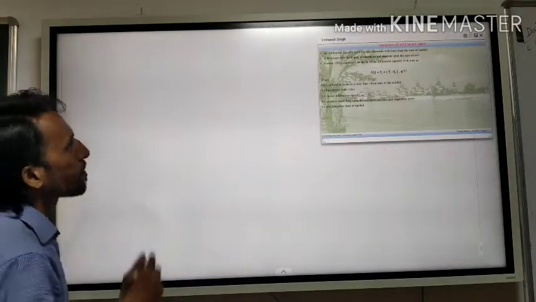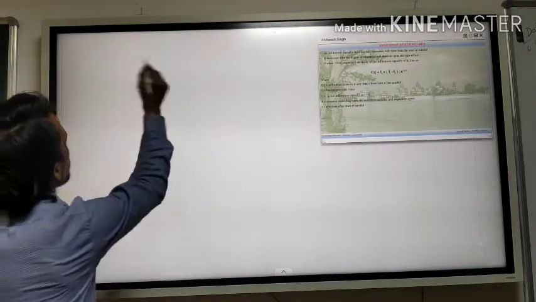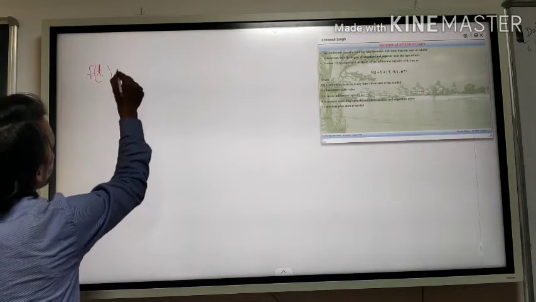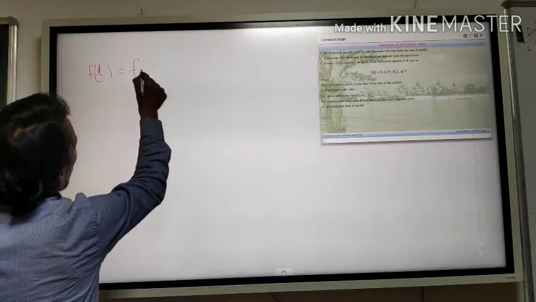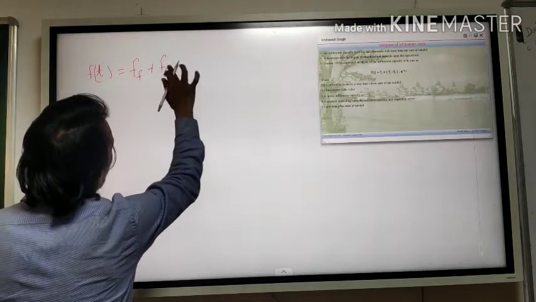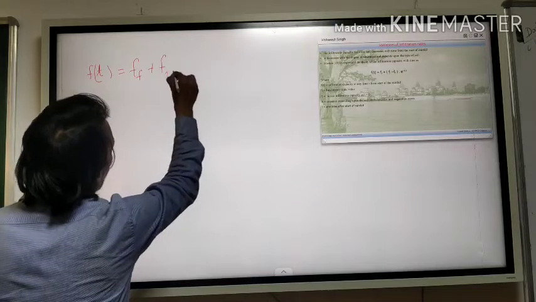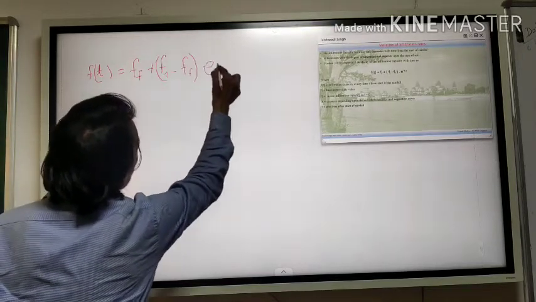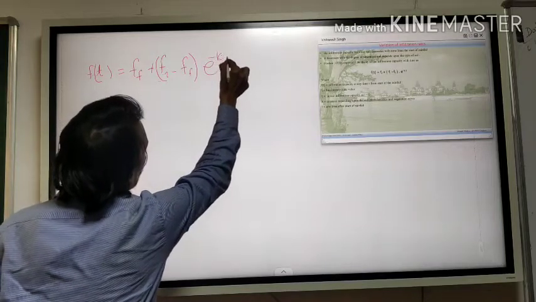Okay. So the curve is like this. Ft is equal to Ff plus (Fi minus Ff) e to the power minus k dot t.